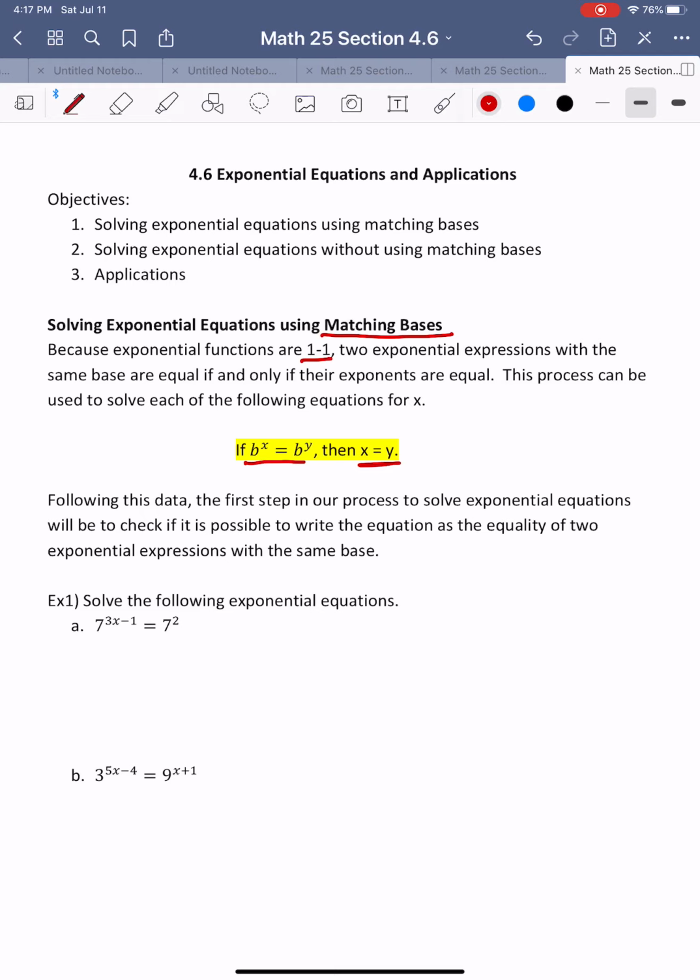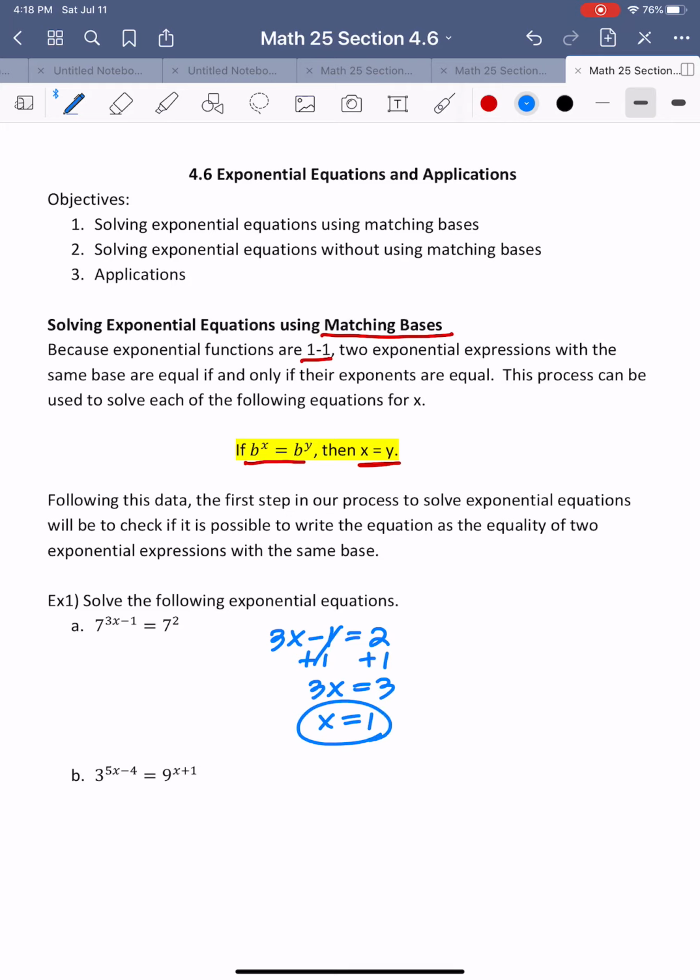if it is possible to write the equation as the equality of two exponential expressions with the same base. Since we have the same base, you can just set the exponents equal to each other, okay? So you pull them out: 3x minus 1 equal to 2, and then solve for x. 3x equal to 3, divided by 3, x equal to 1.